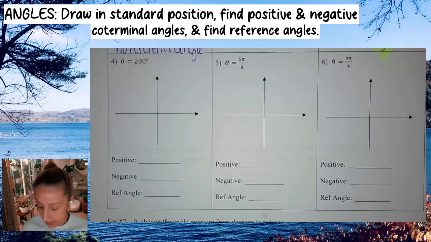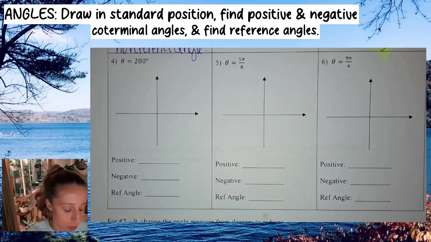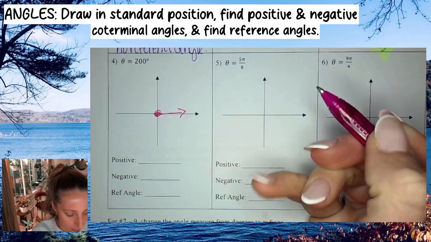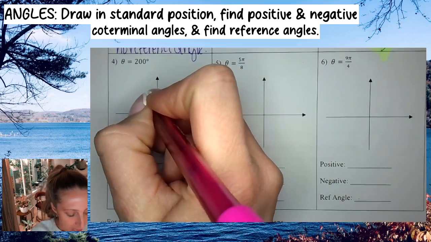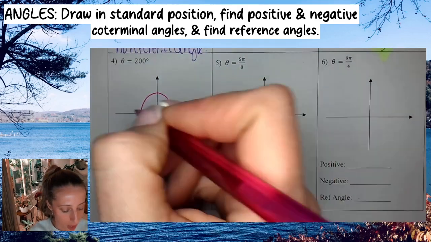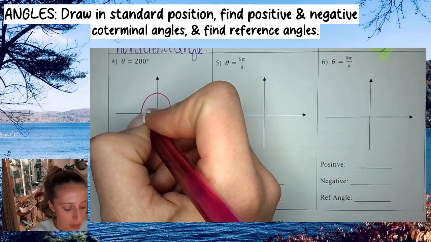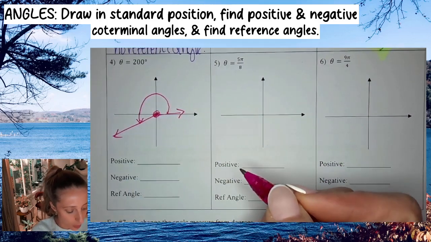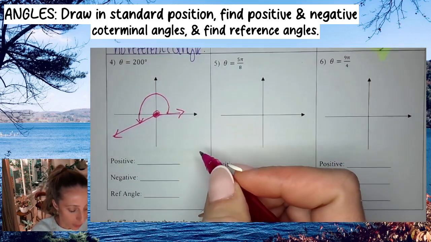So let's go. In this example, we are given the angle theta equals 200 degrees. 200 degrees is more than a straight angle, so I know it's going to be beyond that distance. First thing, always draw your initial side. If I go counterclockwise, I'm going positive. That's 180. That means I have to go 20 further. These are all good things to keep track of while you're doing the problem because they're going to help you answer other things as we go.